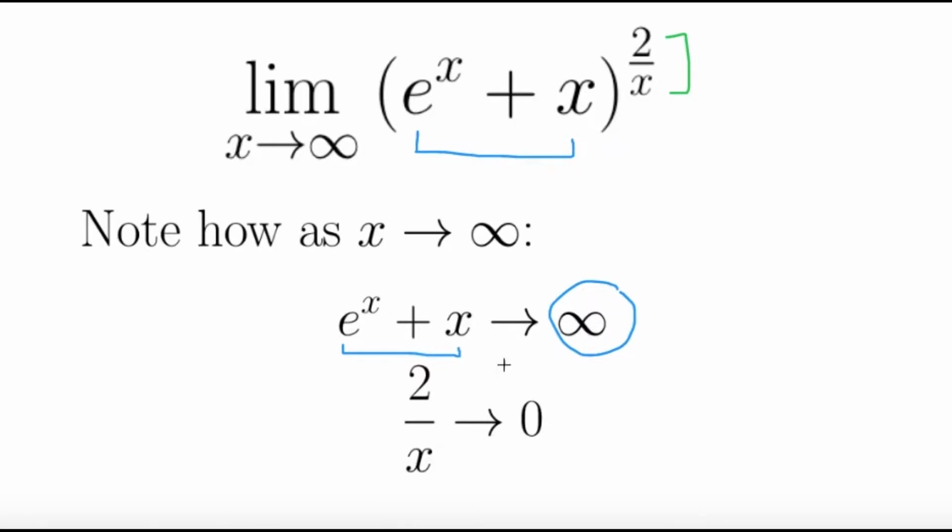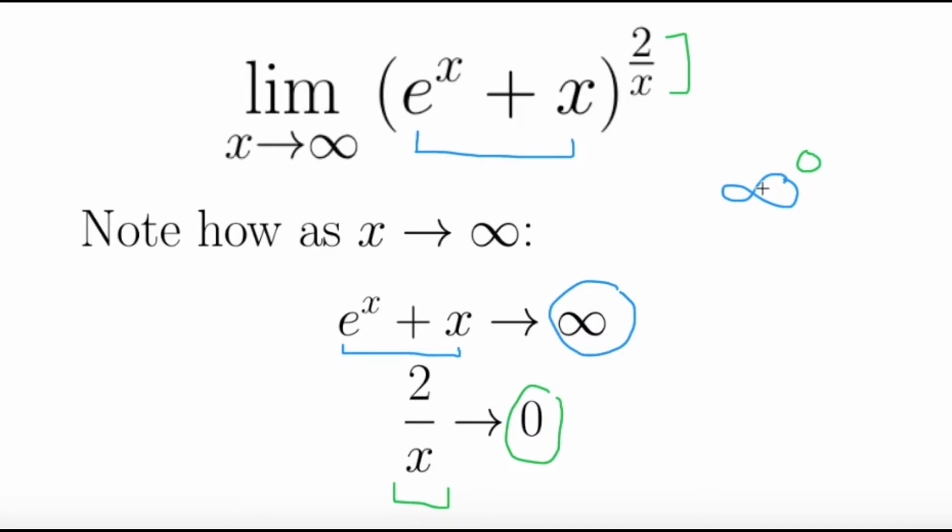Now for the 2 over x, that's 2 over a very, very big number, so 2 over infinity tends towards 0. So the format of this limit is of the form infinity raised to 0. So it's actually an indeterminate form. Since it's an indeterminate form, we can try to use L'Hopital's rule to help us answer this item.